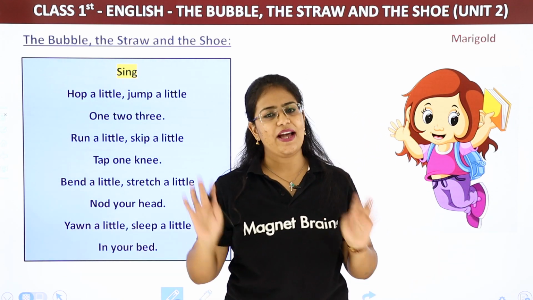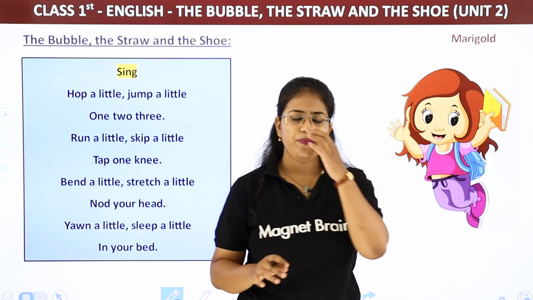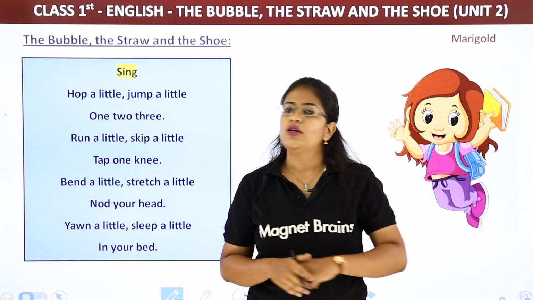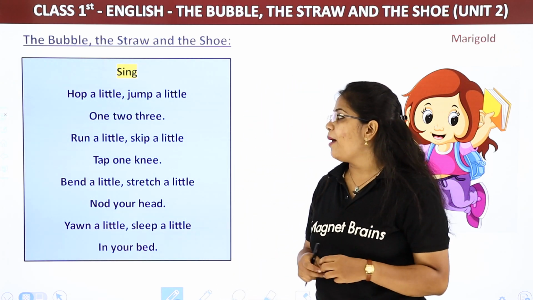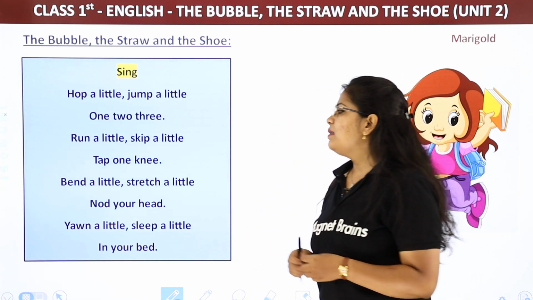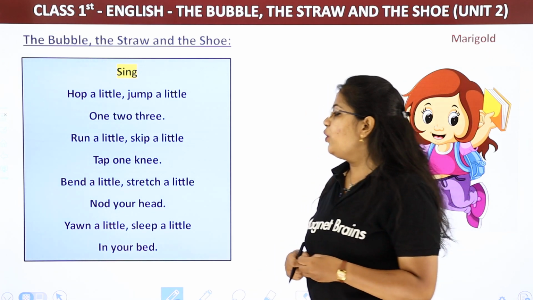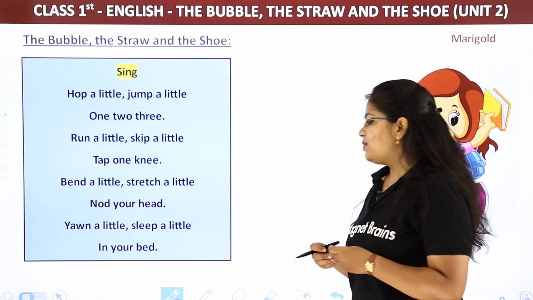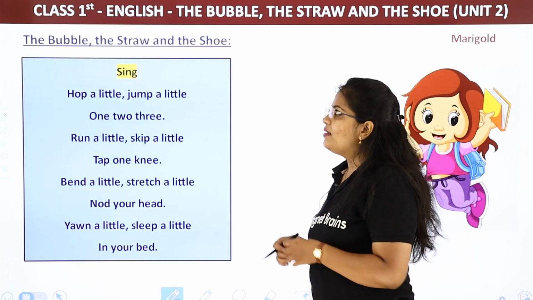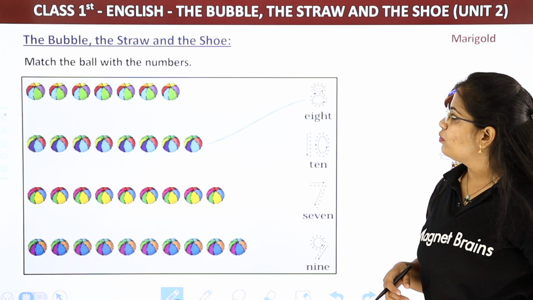ठीक है? So that's your action song. It's just a part of this poem story. Exam question नहीं है ये. ठीक है? So hop a little, jump a little, 1, 2, 3. Run a little, skip a little, tap one knee. Bend a little, stretch a little, nod your head. Yawn a little, sleep a little in your bed. ठीक है? So that was all in this chapter, the bubble, straw and the shoe.